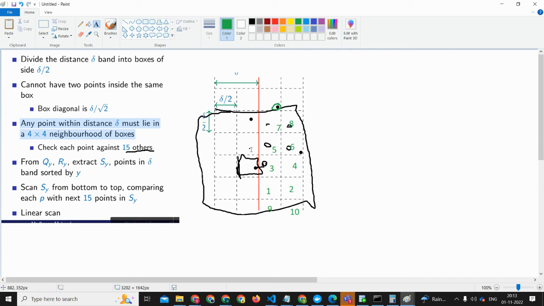Why? Because the points are sorted in the y region, and as we are going from bottom to up, searching for the shortest distance, the points below we have already searched. So we are not going to consider them.